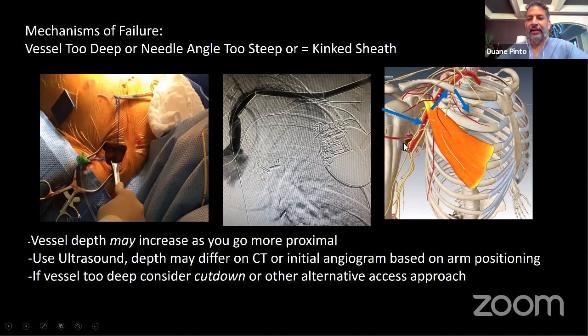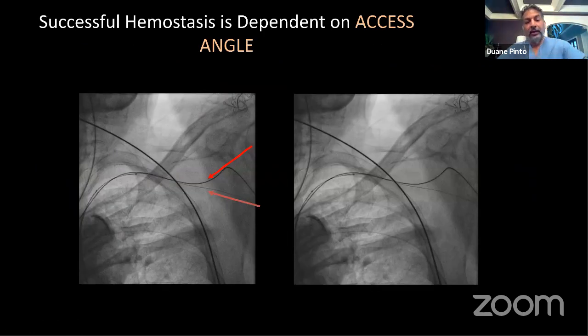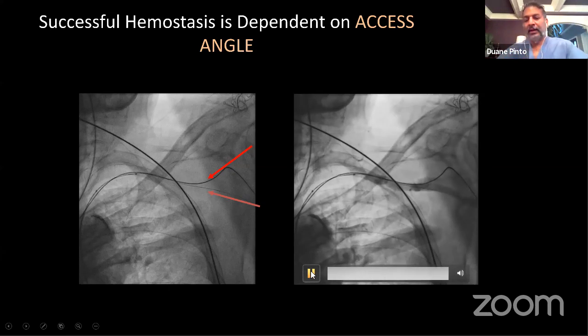And this is a depiction of that where you are now accessing through pec minor. There's a wire that has been placed here, and you see that you can access quite easily through the axillary artery in the second portion. But remember, if your angle is very steep, then that sheath has to traverse a very steep angle and can kink. So that's why the 25-degree angle for this access.